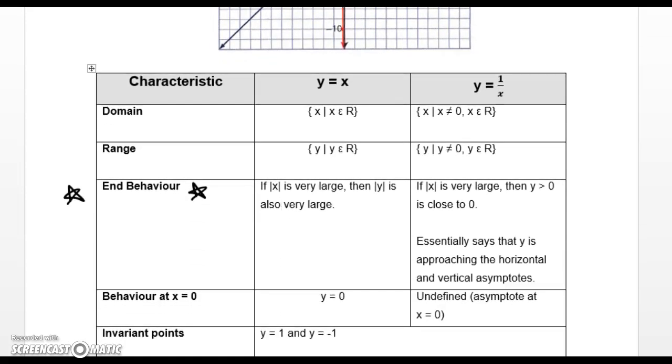So then looking at our reciprocal function, if the absolute value of x is very large, then y is close to 0. So this here essentially says that y is approaching the horizontal and vertical asymptotes. And if you've never heard of the word asymptote, this just means that this is a line that your graph does not touch or cross.